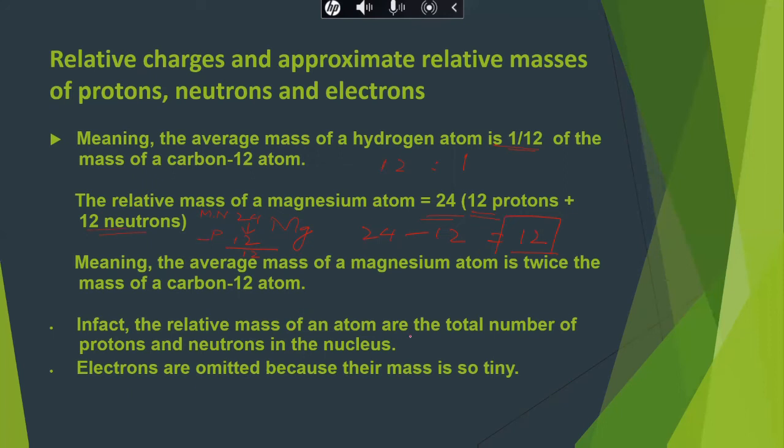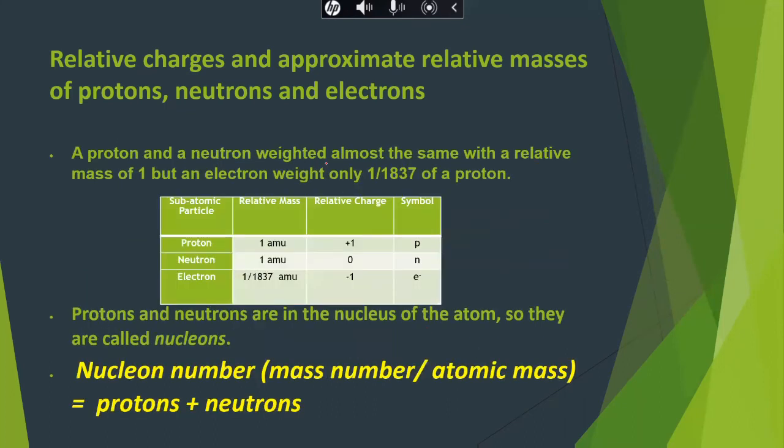Oh, that's great. In fact, the relative mass of an atom is the total number of protons and neutrons in the nucleus. Electrons are omitted because their mass is so tiny. A proton and a neutron weigh almost the same, with a relative mass of 1. Here you can see relative mass is 1 for proton and neutron, not for electron. That is negligible, but we used to write it as 1 by 1837 or 1 by 1840 sometimes.